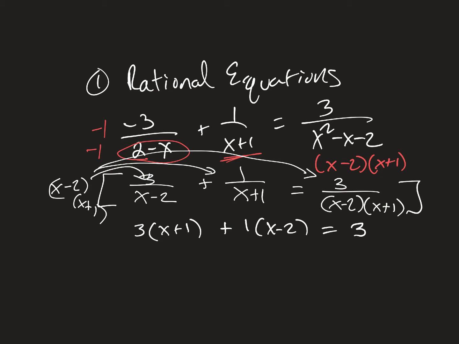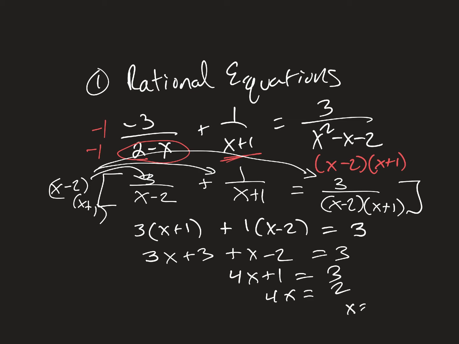All right, so now let's solve this here. We've got 3x plus 3 plus x minus 2 equals 3, or 4x plus 1 equals 3. I've got 4x equals 2, or x is 1/2.